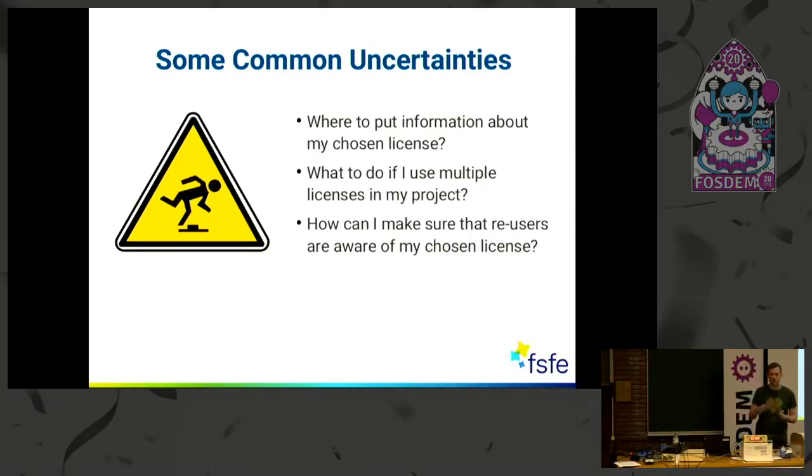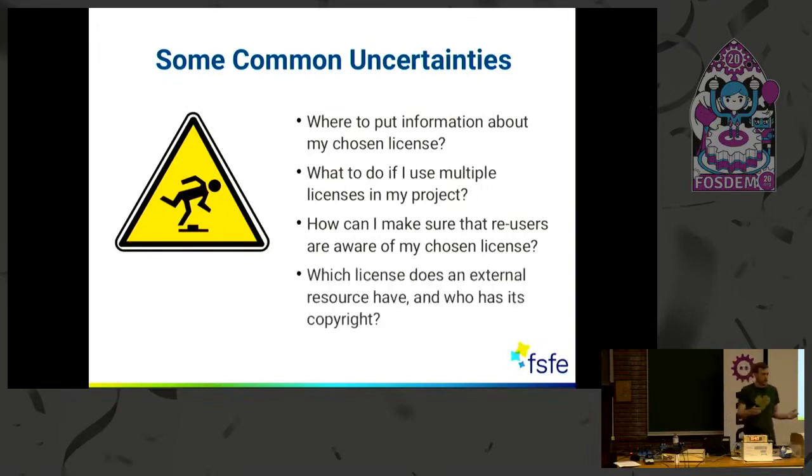Then, very important, how can we make sure that reusers are aware of the license that we've chosen? So you said, I want to have a copyleft license, or I don't want to have a copyleft license. How can you inform reusers, so other free software projects, individual users, but also big corporations, about your choice? How can you do that? Like how to make them really aware of what you think about your conditions for reuse.